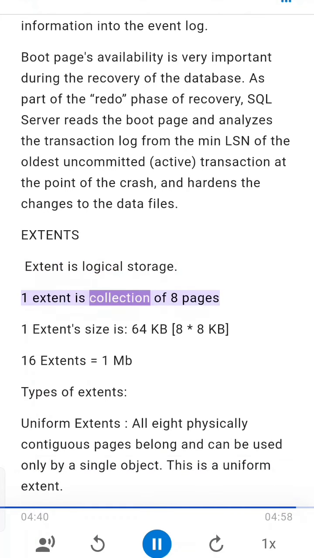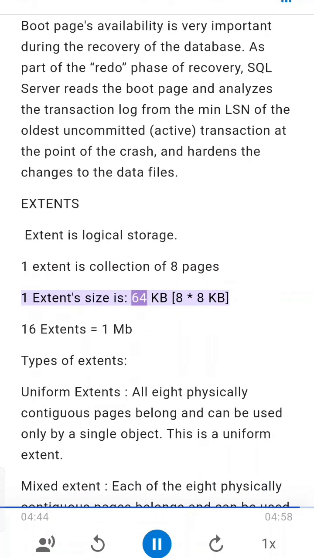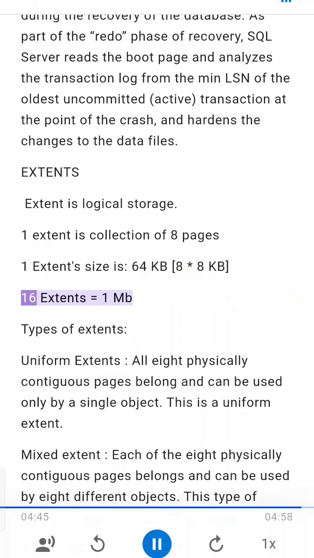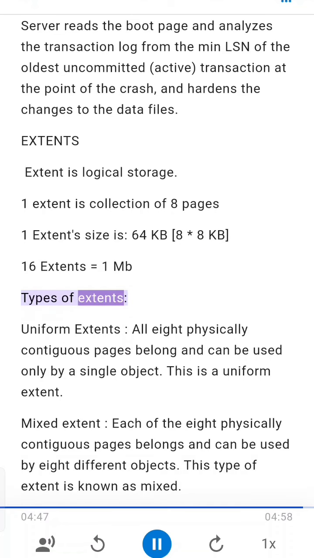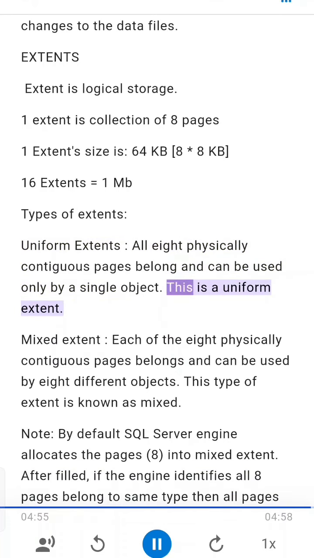One extent is a collection of 8 pages. One extent size is 64 kilobytes. 16 extents equal 1 MB. Types of extents. Uniform extents. All 8 physically contiguous pages belong to, and can be used by, only a single object. This is a uniform extent.